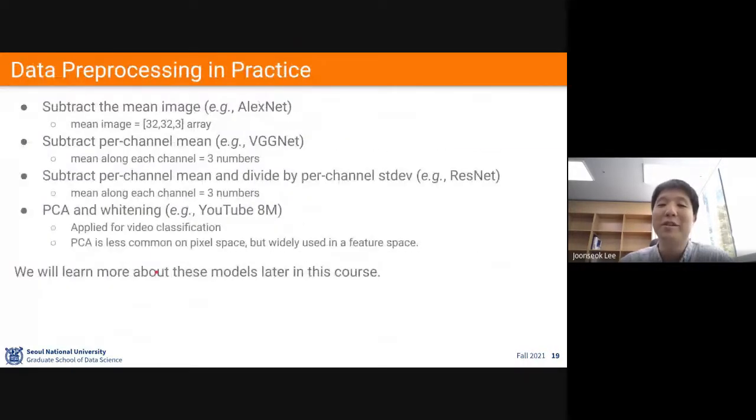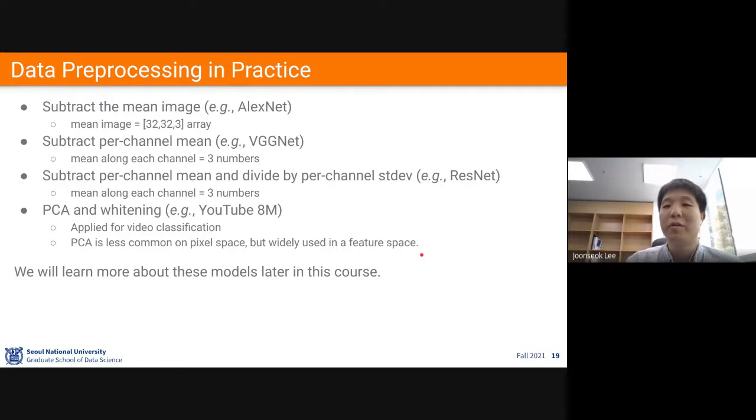But PCA is not widely used on raw pixels, but it's widely used in the feature space. And here are some examples. We are going to learn the details of these models in lecture 8 later. But AlexNet, VGGNet, ResNet, all of these are really famous computer vision models, which were developed at the beginning of the deep learning era. And these use some data pre-processing, like the mean, the average of the entire image or channel-wise. And in the video data set, they used some PCA, which is less common, but they applied it in the feature space.